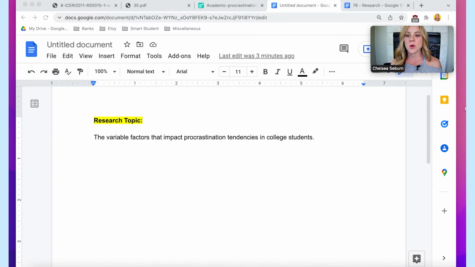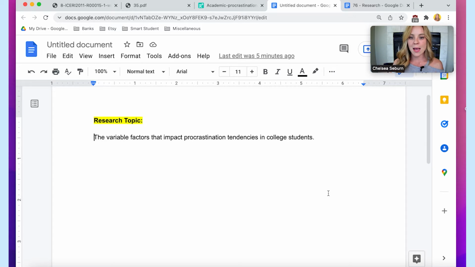Okay, so here's our research topic that we're going to work with, and it's a pretty simple one you might be able to relate to. We're going to research the variable factors that impact procrastination tendencies in college students. In other words, we're going to be researching the different things that play a part in the likelihood of procrastination in college students. So what I've done is I've pulled up 3 different articles here, and I'm going to point out the different things that are important for you to understand.